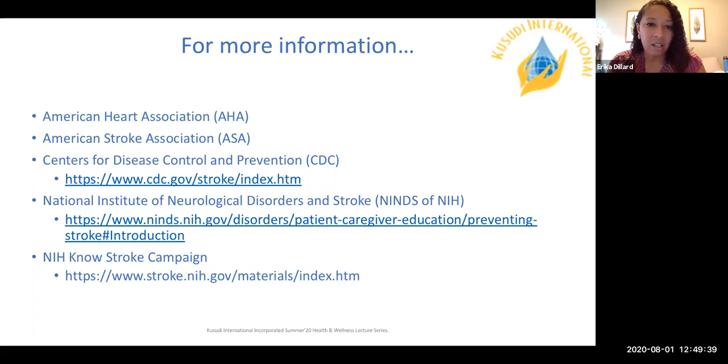The CDC is also a site that can provide you information, particularly on the economic impact of stroke in terms of how much money we spend a year, and in terms of the numbers. You should be able to find that on the CDC website. And then your NIH organizations as well are very important to provide information for you.